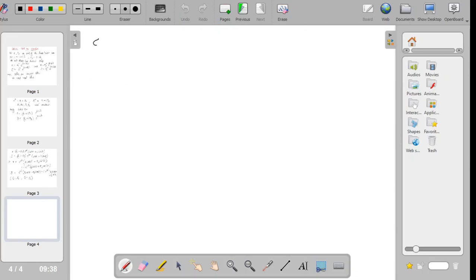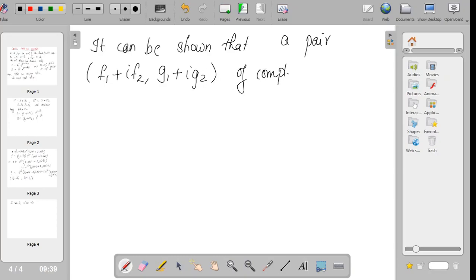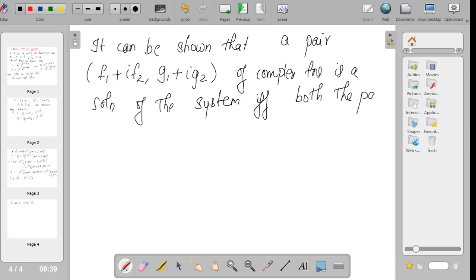So it can be shown that a pair f1 plus i f2 and g1 plus i g2 of complex functions is a solution of the system if and only if both the pairs f1, g1 consisting of real parts, so f1 and g1 they are the real parts of x and y.